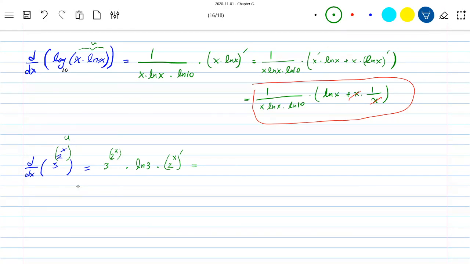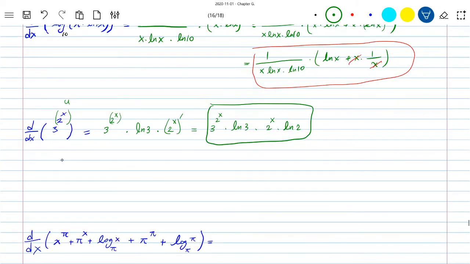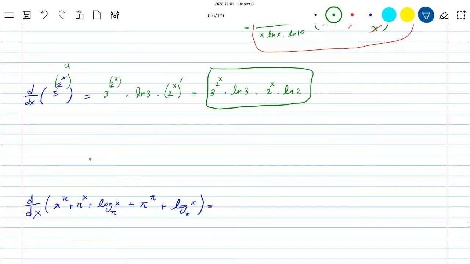So then we have 3 to the power 2 to the power x multiplied by ln 3 multiplied by 2 to the power x derivative, which is 2 to the power x multiplied by the derivative of the base, ln 2. And here we have the derivative. It's not complicated as long as you stick with the same rules and make sure that you do not forget those ln of the bases.